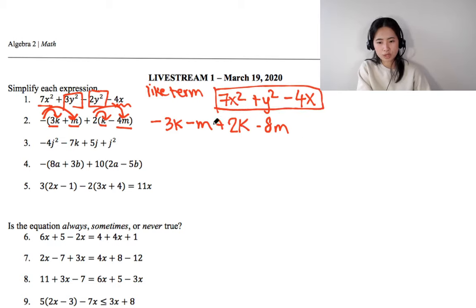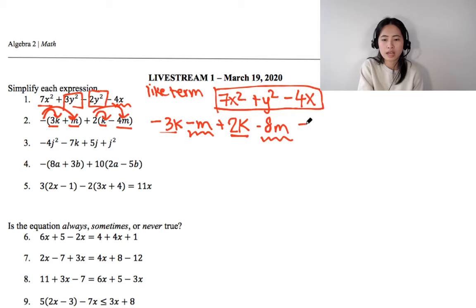When you simplify this, you're going to see that this negative 3k and 2k are like terms, right? Because they have a coefficient and then you have the same variable k, and you have the same exponent, therefore the same power. Power just means you have your variable and it's raised to an exponent. That's what you call power. And then you have minus m and you have negative 8m, right? These two are like terms.